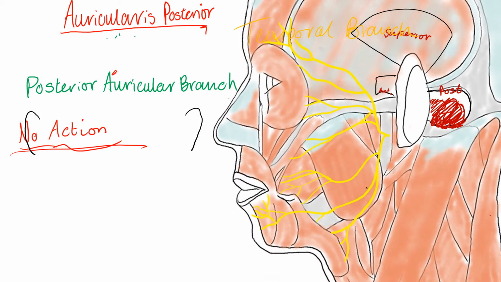So there's no action performed by this muscle, as these muscles are relatively small and inactive in humans, but in animals you can tell that it does have a lot of action, as a cat or a dog can move their ears backwards and forwards to be able to hear sounds from behind and front and laterally as well.